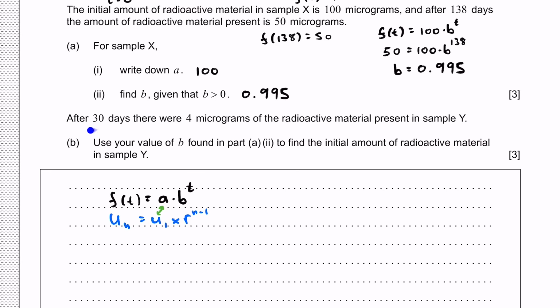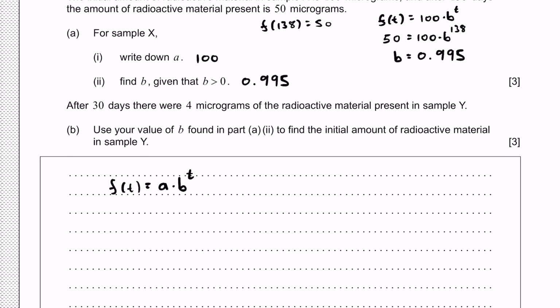We know an input, t is equal to 30. The output, the amount of radioactive material, is 4 micrograms. Now we just need to find that last unknown, in this case the initial or starting value, which is A. So let's go ahead and do that. Here's our function, f of t is equal to a times b raised to the power of t. We're going to use the value of b that we already found, b was equal to 0.995. Now we have the output and t, the time. We actually know both of those values. When t is equal to 30, f of 30, the output, is equal to 4. So now let's substitute that and then find that last unknown.